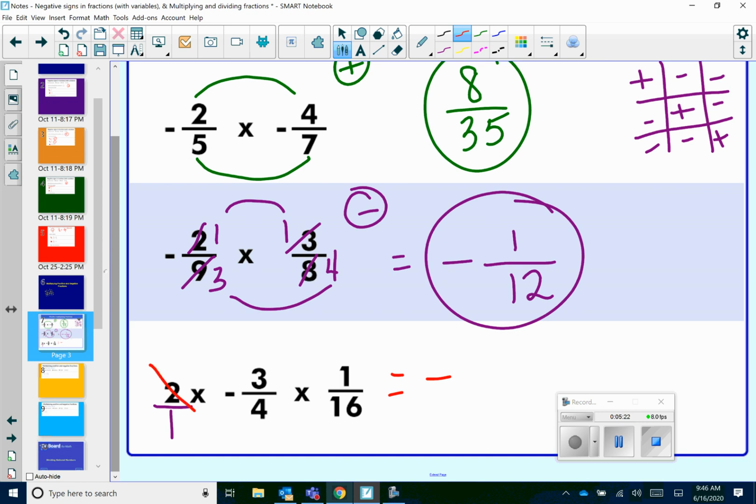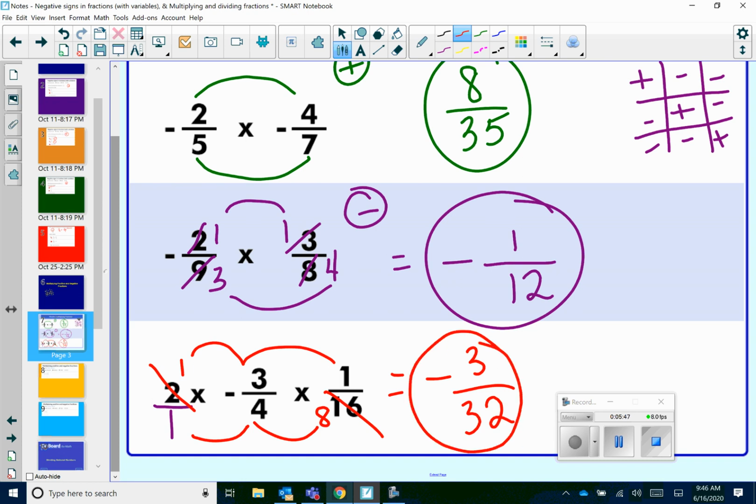So 2 and 16 are both divisible by 2. So this becomes a 1, and 16 divided by 2, that becomes an 8. And now I'm just going to multiply my top numbers. 1 times 3 is 3. 3 times 1 is 3. And then I've got 1 times 4, which is 4. And then 4 times 8, which is 32. Checking, can I simplify 3 over 32? I can't. So my final answer there is negative 3 over 32.